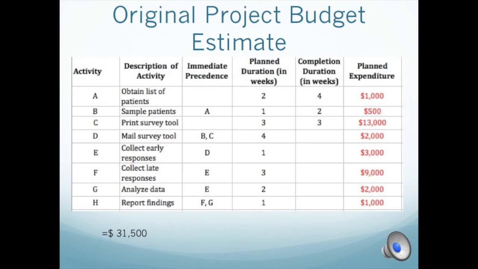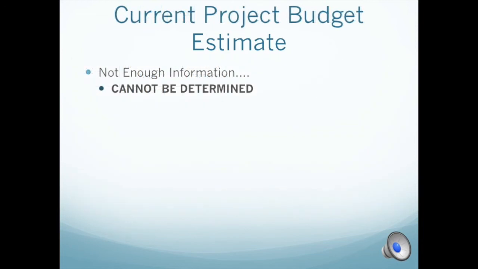To find the original budget estimate, we just have to add up the expenditure column, which is all in red. When you add it up, it gives us a total of $31,500. In this project, we did not have enough information to find the current project budget estimate. To find it, we would need how much money or budget they have spent on the project thus far.